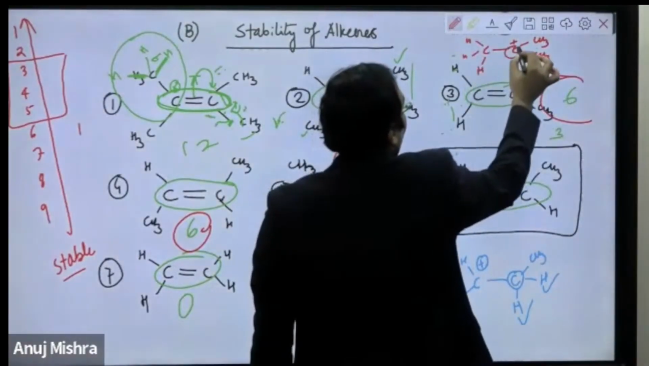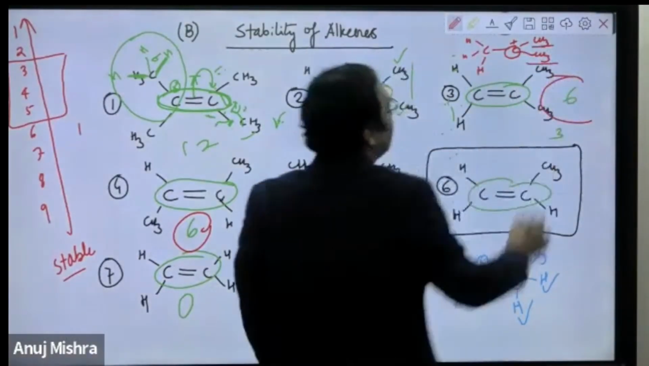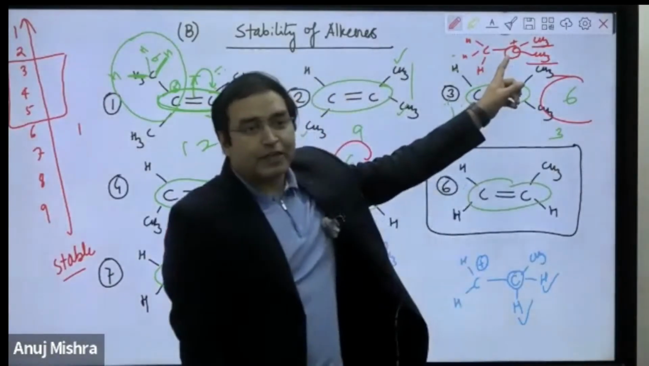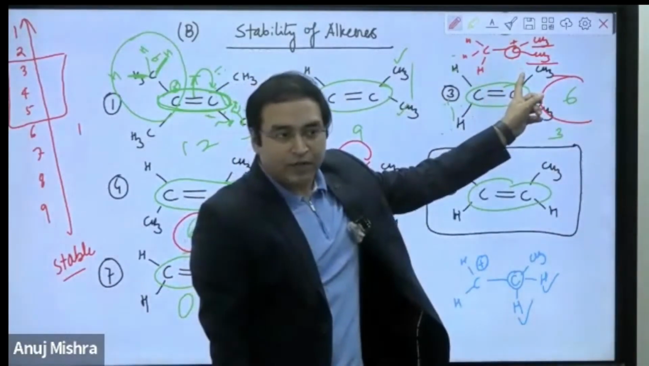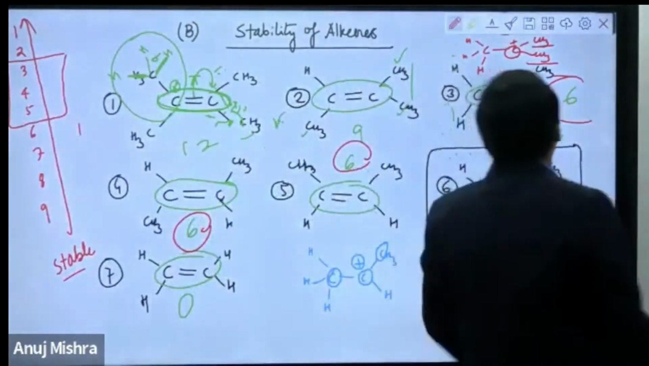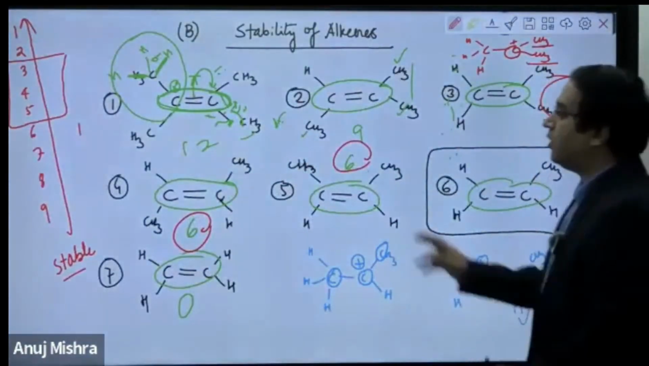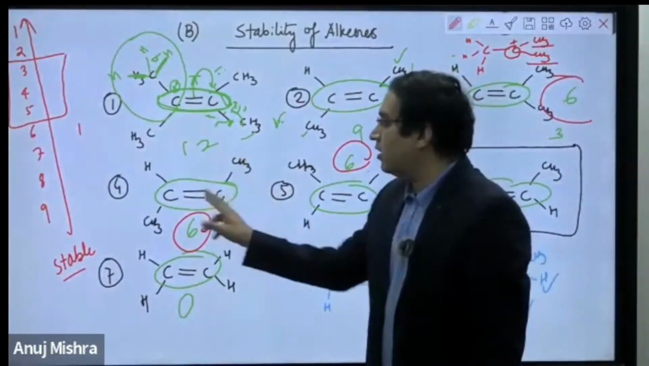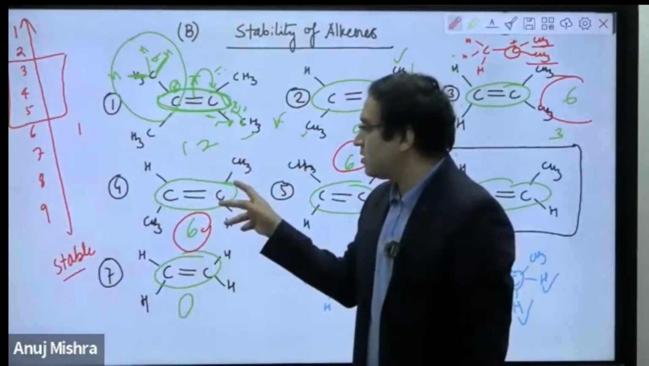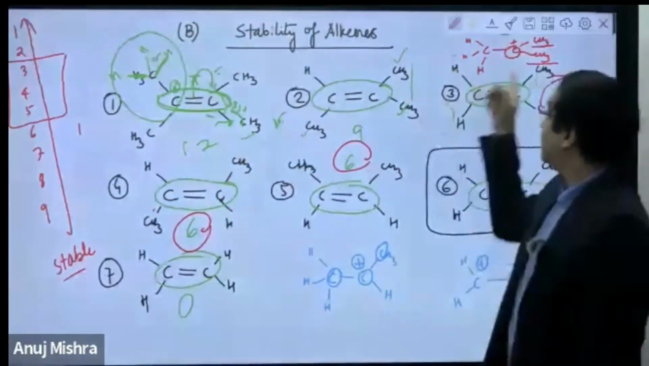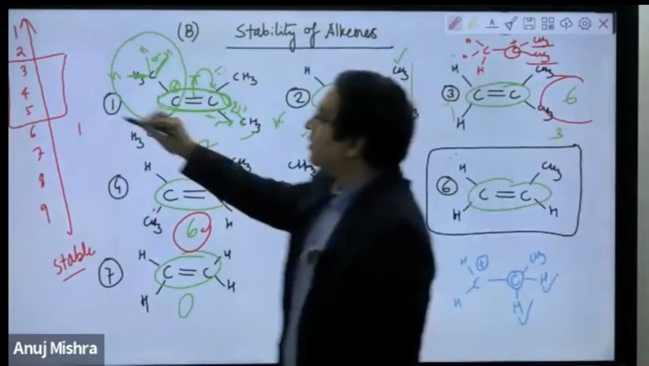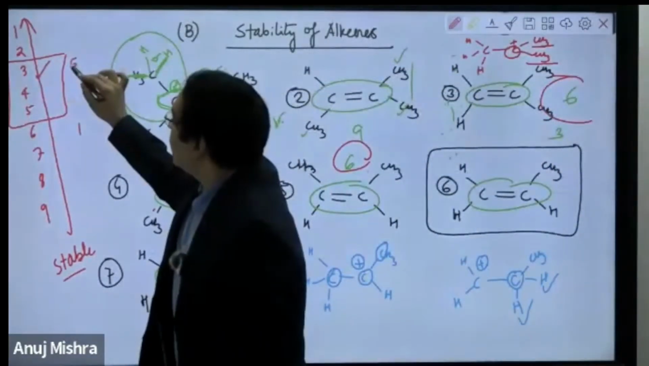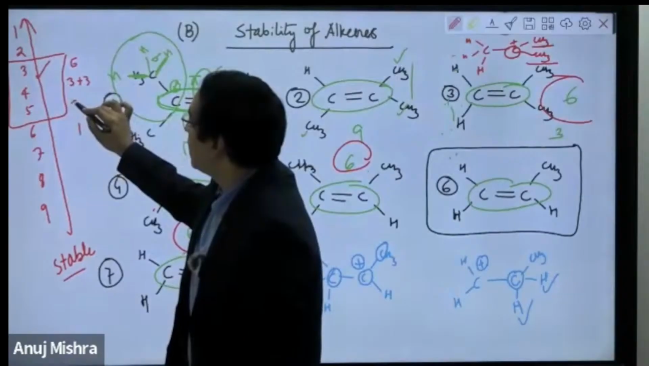So see, all 6 alpha H are present on the same carbon. Hence, it can form a 3-degree carbocation. Are you understanding? That means its hyperconjugation is more stable as compared to the other two, where one will be 3, the other will be 3. I'm counting 6, but this is 3 and 3 separate. This is 6 together on the same carbon. So I hope this is clear that 6 together is better than 3 plus 3.